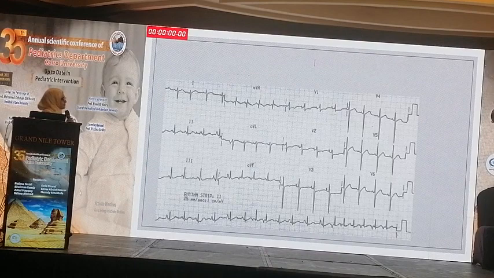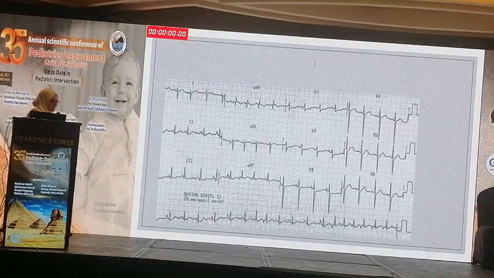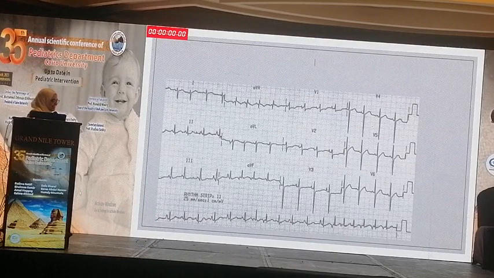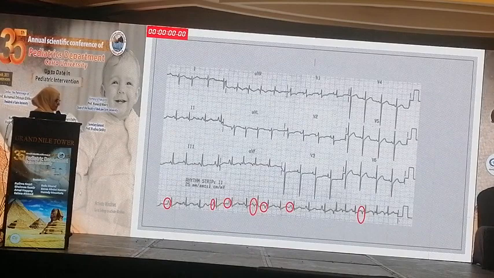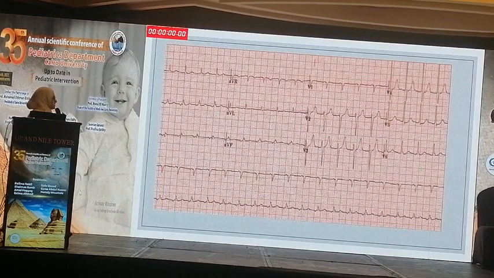And the P waves are morphic, so it's ectopic tachycardia. And the pathological Q waves are in lead 1 and aVL.